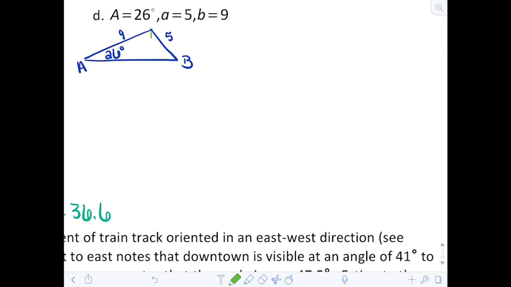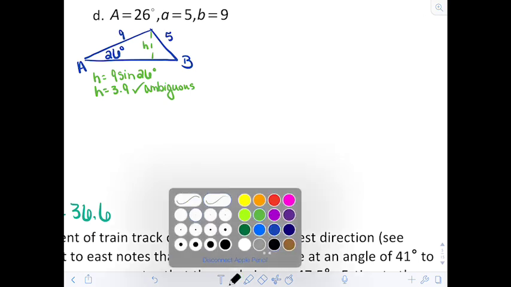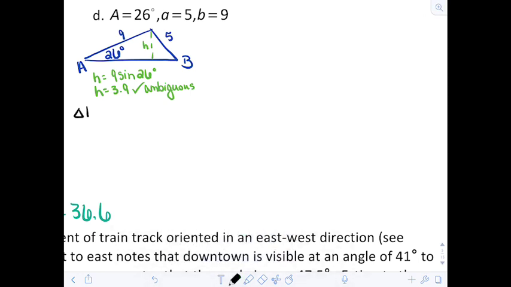So as we check the height right here, hopefully after you practice this a little bit, you're going to learn that the height is the side times the sine of the angle given. And as I look at this, the height is 3.9. So this means the ambiguous case, I have 2 triangles to find. So I'm going to go ahead and make my chart. There's triangle 1, triangle 2. For both of them, I need to find an angle B, an angle C, and a side C.